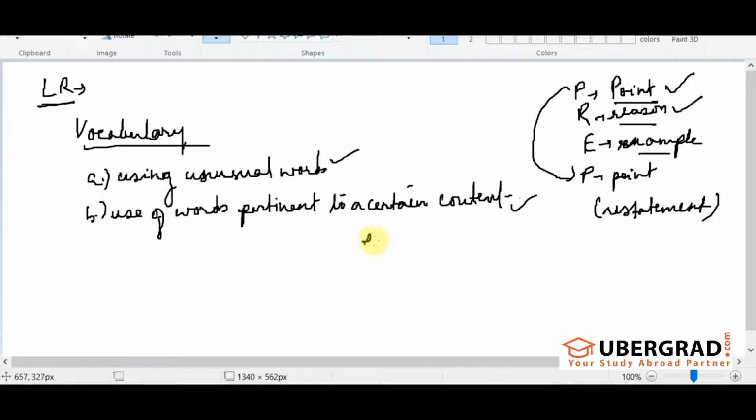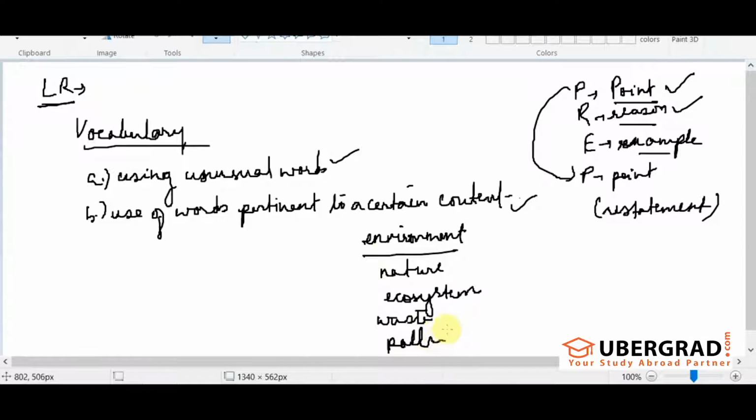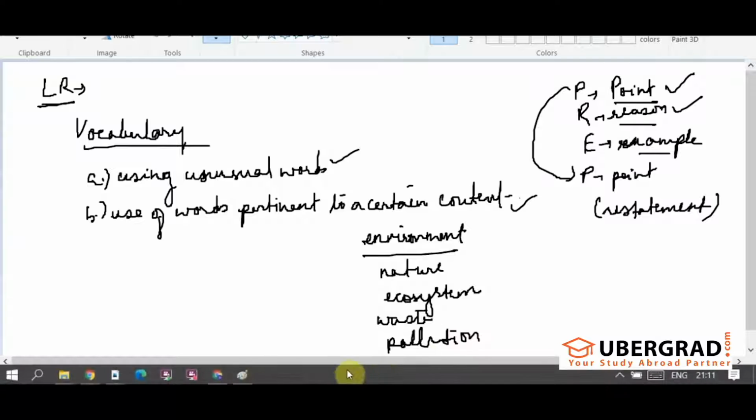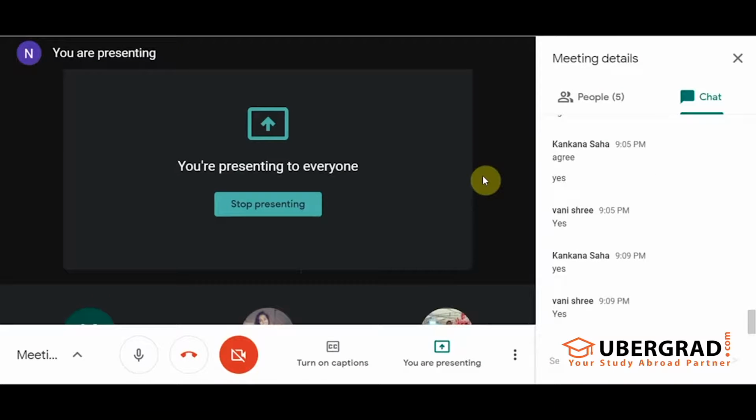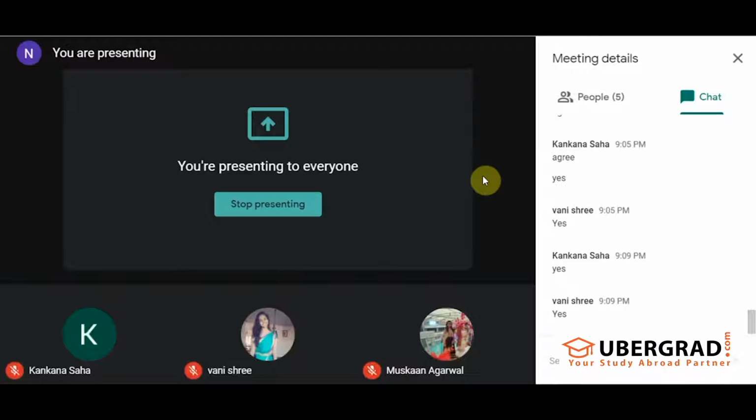For example, if we are talking about environment, what are the words that we can use to talk about environment? We can use words such as nature, right? Ecosystem, waste, pollution, right? So we have discussed this in the writing module also, that vocabulary means words related to a certain context. Okay, they are known as vocabulary words.